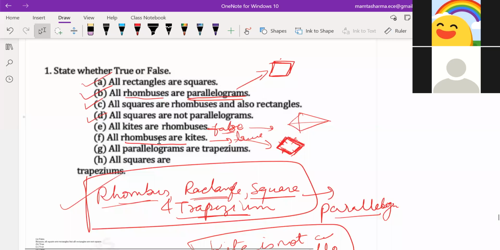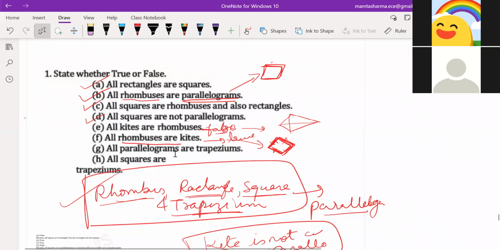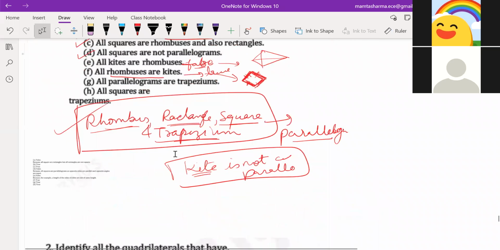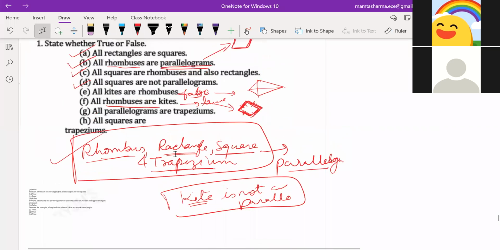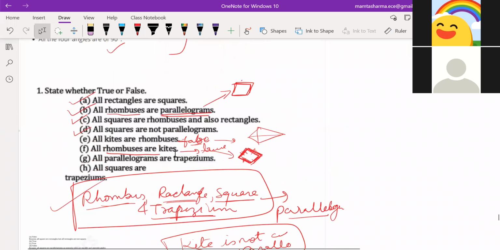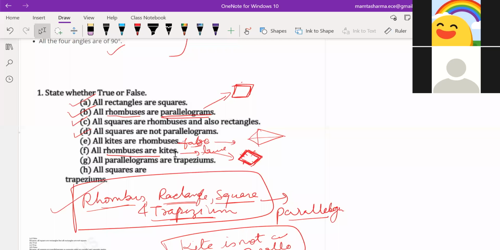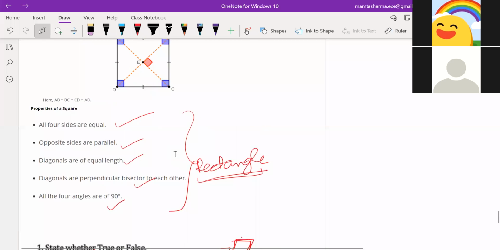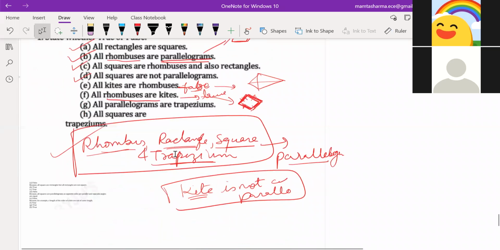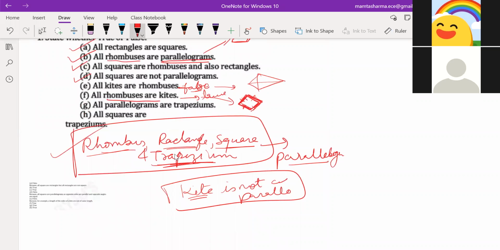All rhombuses are kite. Okay. The F: all parallelograms are trapezium. Is this true? False, ma'am. It may be square, rectangle like that. So false. Now I told you, where? This C: rhombus, rectangle, square, trapezium, they all are parallelogram. So this one is true.